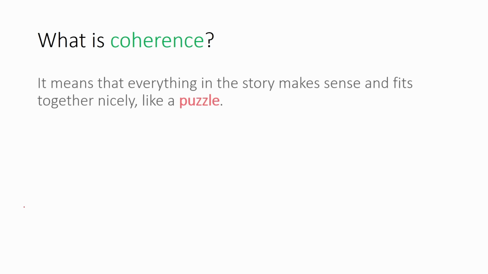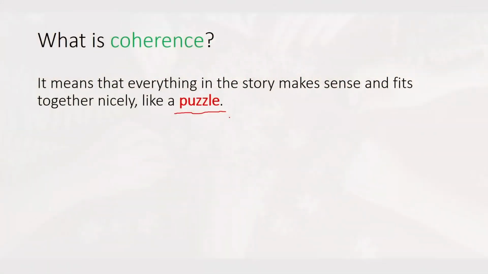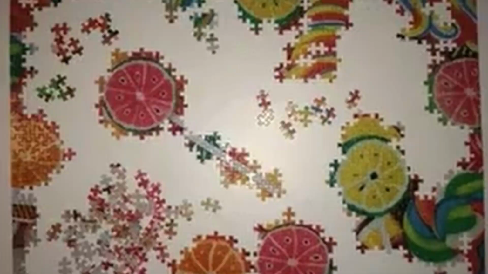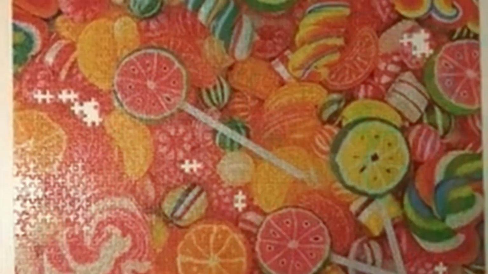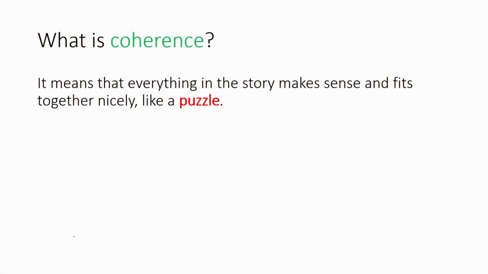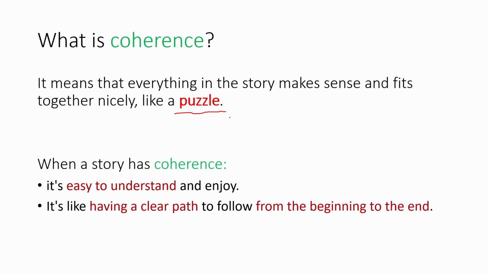So first, what is coherence? Well, it means that everything in the story or in the text you're writing or reading makes sense and fits together nicely like a puzzle. This puzzle analogy helps us a lot here. It's like when you tell a story to your friends and all the parts connect and follow each other smoothly. So when a story has coherence, it's easy to understand and enjoy. And it's like having a clear path to follow from the beginning to the end.